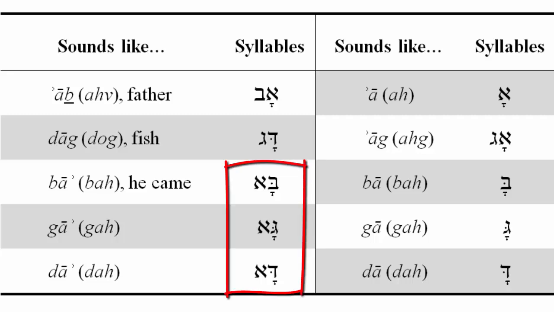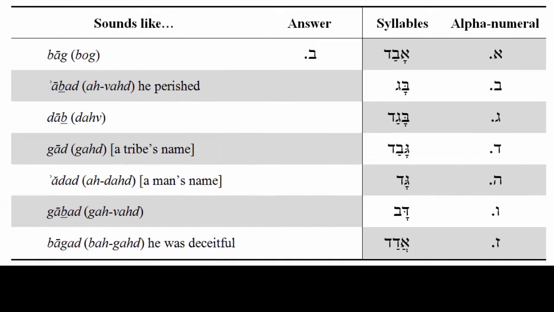The last group of 3 is similar to the last 3 in the right-hand column, with the exception that those on the left include a silent or quiescent aleph. Take time to practice these syllables until you can skip around reading them in a random order and read them with accuracy. This table presents a matching exercise.